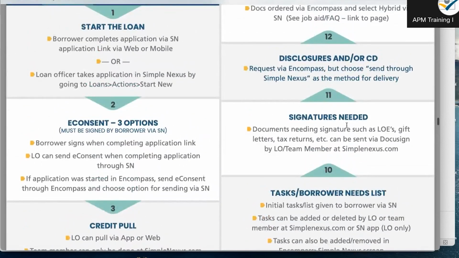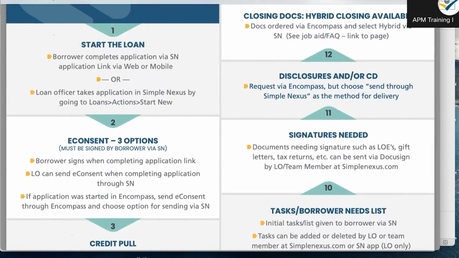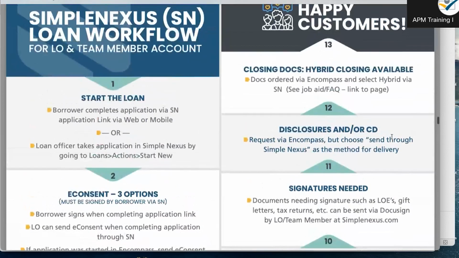All right, so next, the cool thing about SimpleNexus is you can actually send out documents that need signatures right through there without any additional cost. So normally DocuSign charges about $275 per electronic envelope, but if you're sending these out to be signed through SimpleNexus, there's actually no additional charge. So you can actually just upload items like the letter of explanation, the gift letters, tax returns, things like that. They can all be signed with DocuSign inside of SimpleNexus.